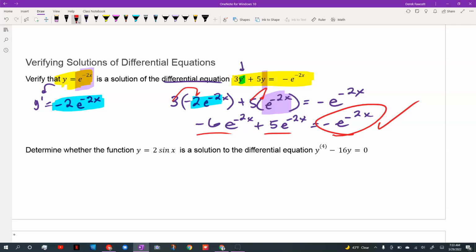Okay. Now for the next one, it says determine whether the function y equals 2 sine x is a solution of the differential equation. Now we know that's the differential equation. This is not y to the fourth, right? That means the fourth derivative of y.